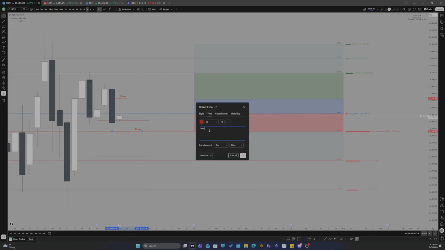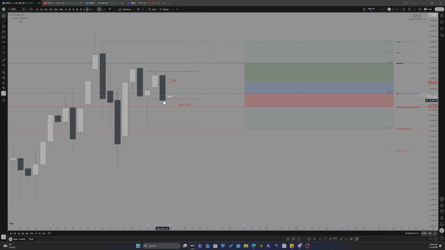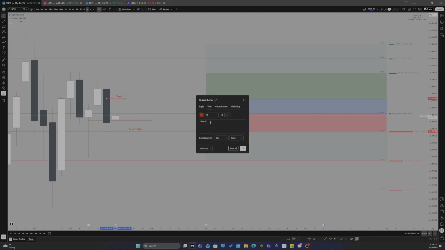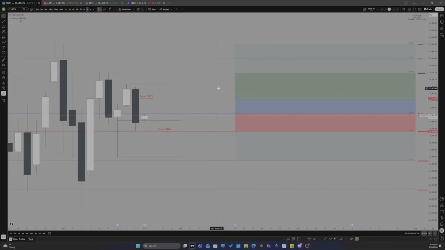Let me just put that into the text here. 5265. And there it is. So this is the transition area from bearish gamma to bullish gamma exposure. We have the 25733 level. Right. So now that's giving us the intraday levels.